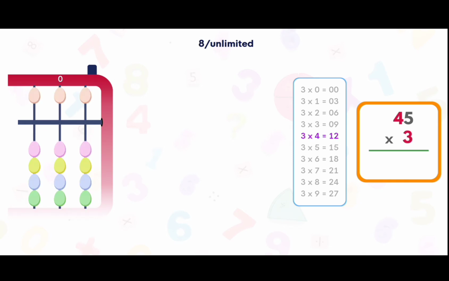Next, 45 times 3. Again, I will go to the 100 place, 4 times 3 and 5 times 3. 4 times 3 is equal to 12. Then 5 times 3, that means 15. So 135 is my answer.